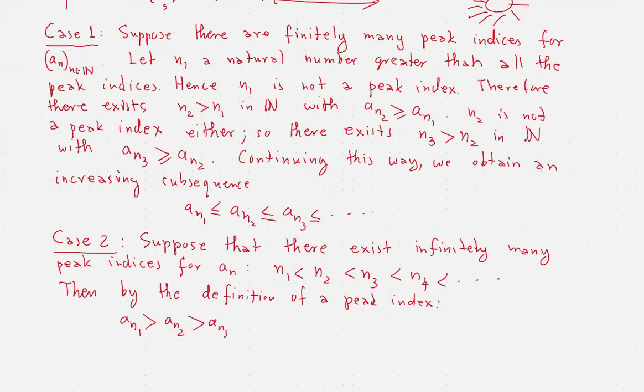So in the case that we have finitely many peak indices, we get an increasing subsequence. In the case that we have infinitely many peak indices, we get a strictly decreasing subsequence. So there is a monotonic subsequence no matter what.